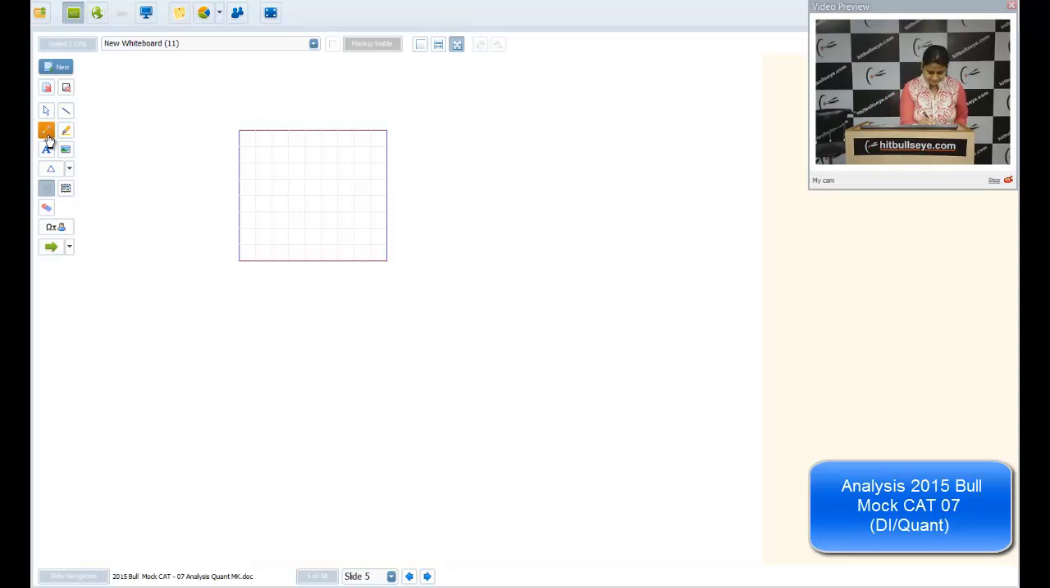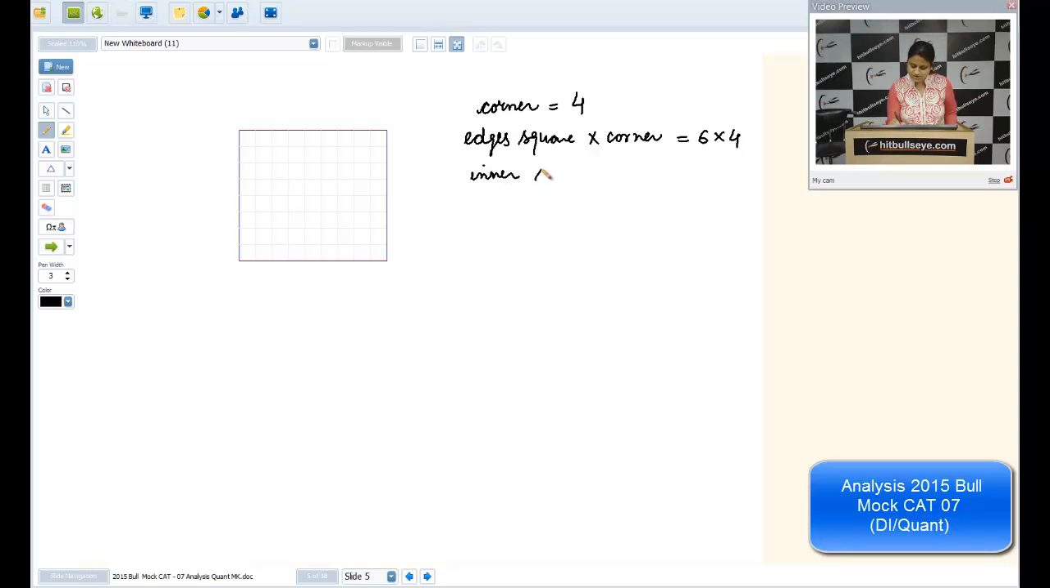Okay, see. First of all, I am writing corner squares. How many corner squares are there? 4. Then I am taking edge squares, which are not corners. Can you say they are 6 into 4? And now inner squares, they will be 36. Are you okay with this, Neha? Or still any problem? I think you are comfortable.